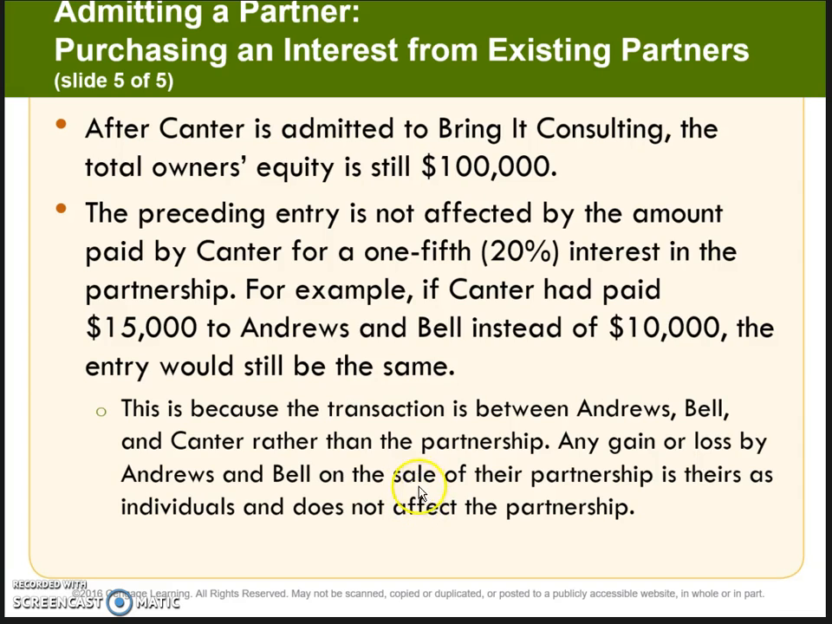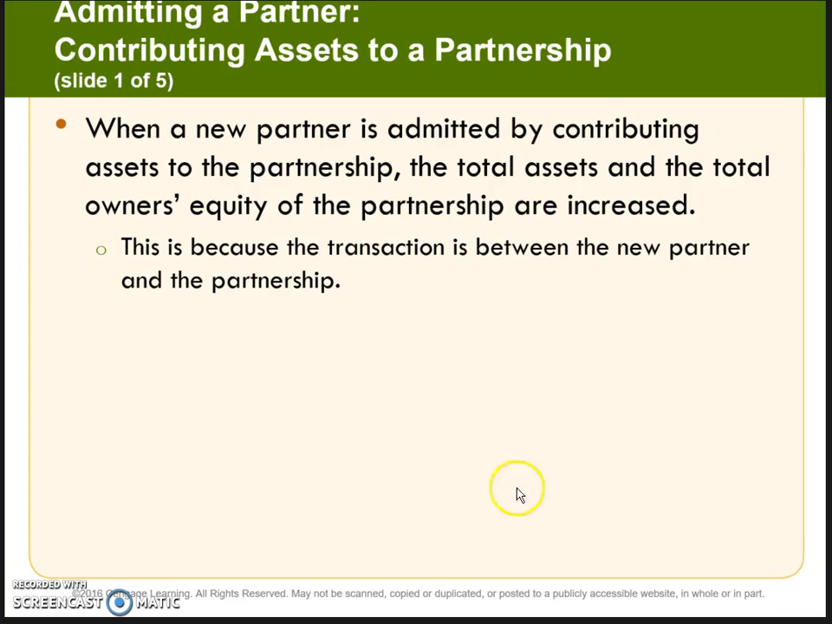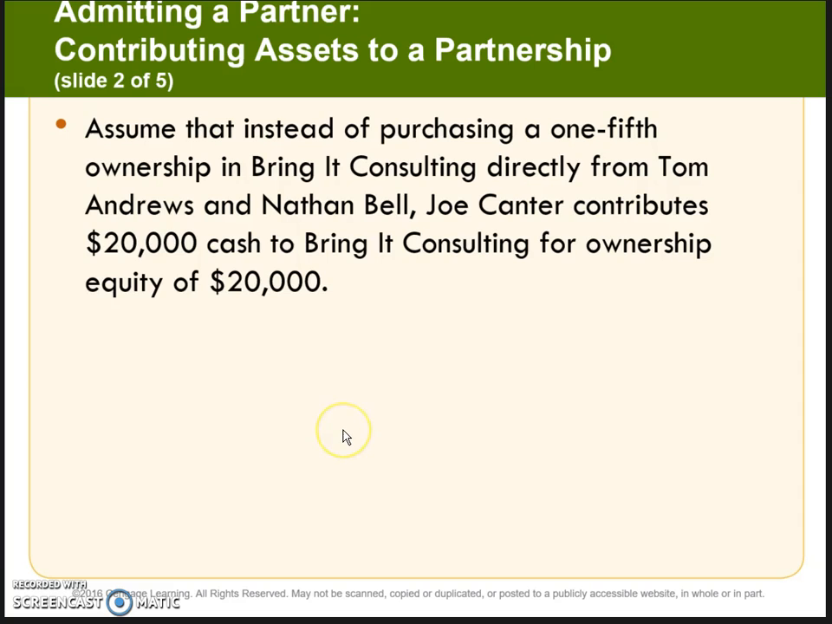Now let's contrast that to a new partner joining by contributing assets to a partnership. In this case, the assets of the partnership will go up because they have placed new assets into the partnership. So let's see how this works. Instead of purchasing 1/5 ownership from Bring It Consulting, Tom Andrews and Nathan Bell, Joe Cantor contributes $20,000 cash to Bring It Consulting for ownership equity of $20,000.